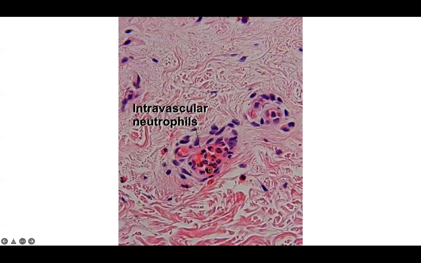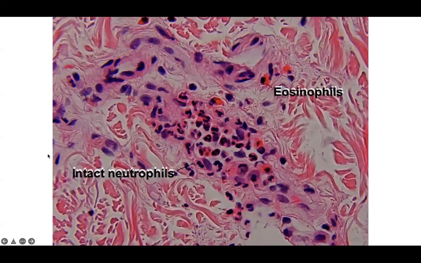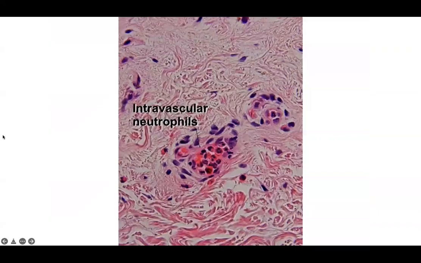This is from Dr. Elston's book. You find intravascular neutrophils, and that's about it, and maybe some mild edema in the dermis. If they were thinking urticaria versus urticarial vasculitis clinically, you can rule out urticarial vasculitis. You don't have significant destruction around these vessels, but you do have intact neutrophils marginating within the vessels. And you can often find eosinophils around the area as well.